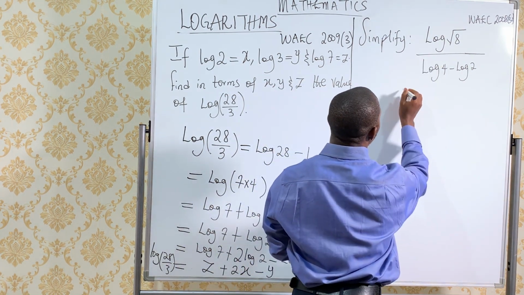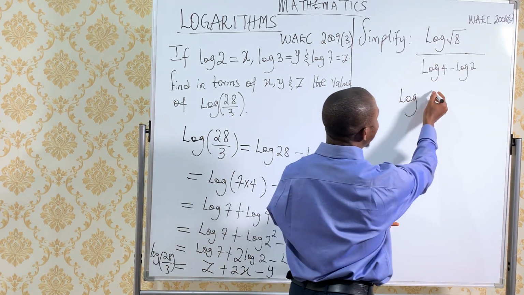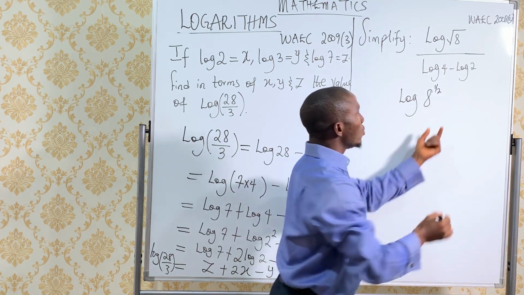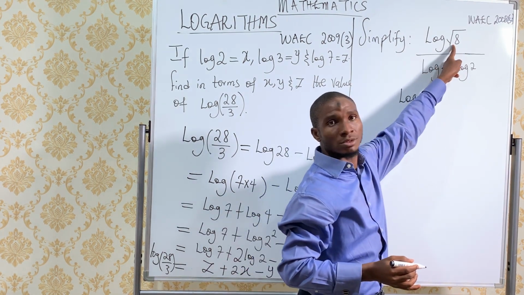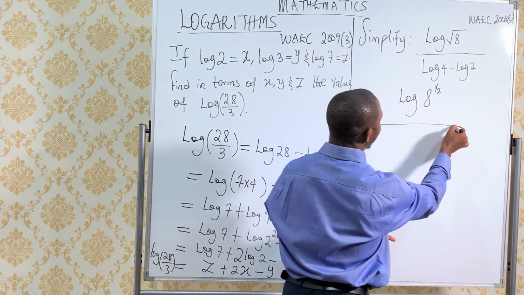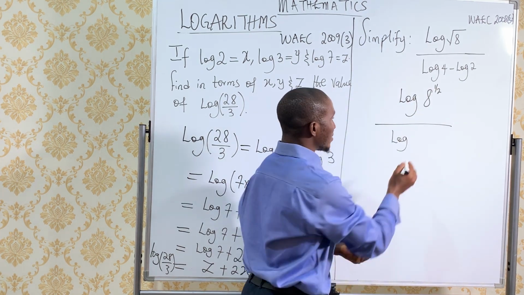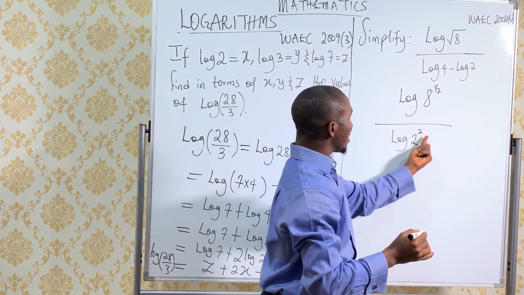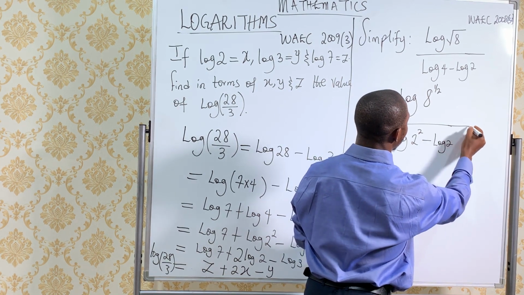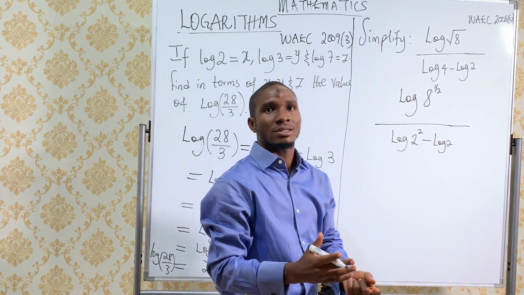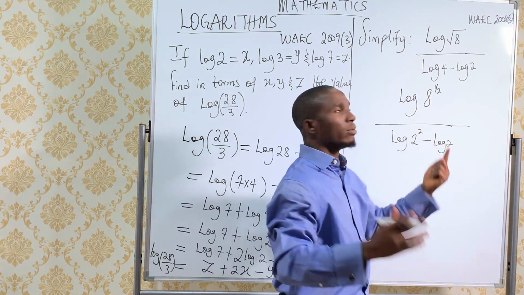Now, log of root of 8 can also be expressed as log 8 raised to the power 1 over 2. 1 over 2 as a power means square root, from laws of indices. Divided by log 4, which can be expressed as 2 raised to the power 2. 2 raised to the power 2 is 4. Then minus log 2. So we have this. We can break them down as this, or if we like, we can decide to leave this alone as 4.